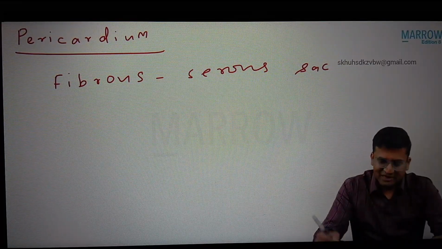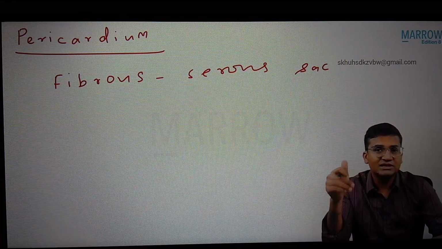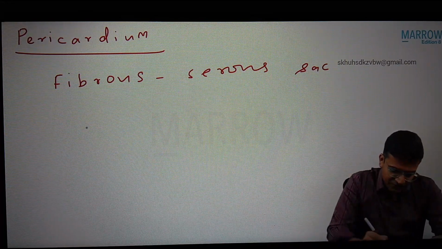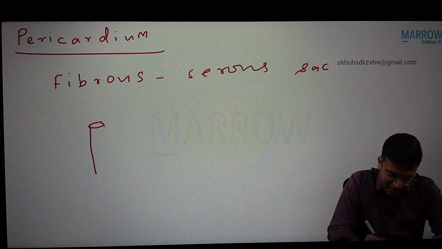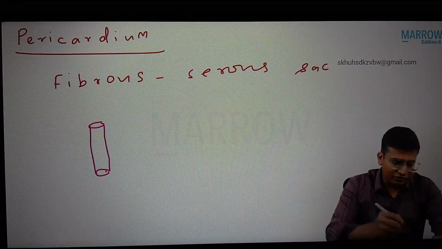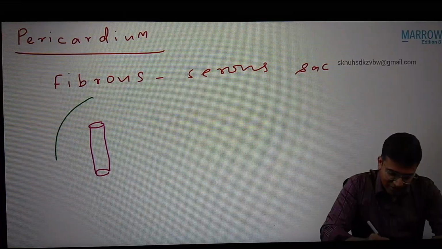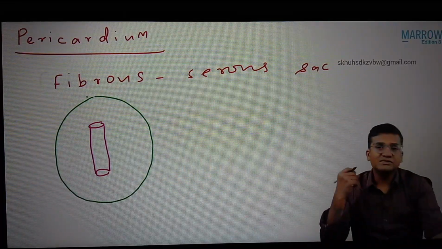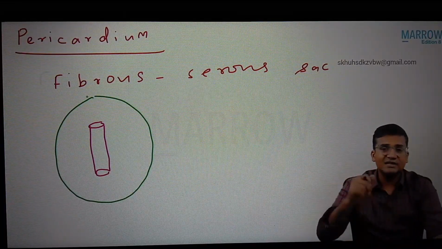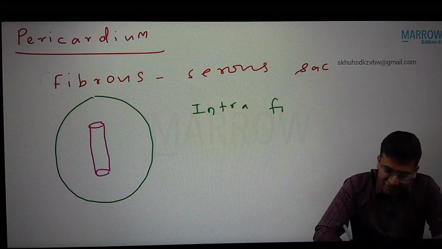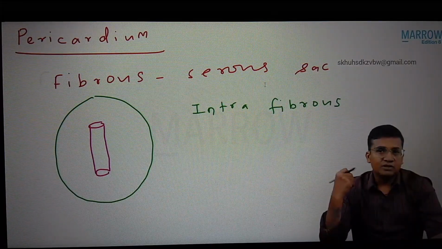Now the fibrous layer is nothing but a pouch in which the heart is present. So imagine this is the heart tube. Now the fibrous layer is present like this, and the heart is present inside the fibrous layer. So the heart is intrafibrous.